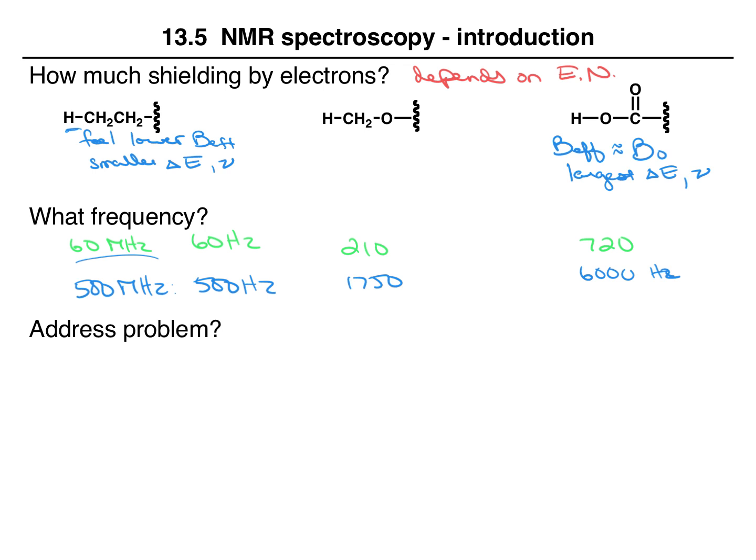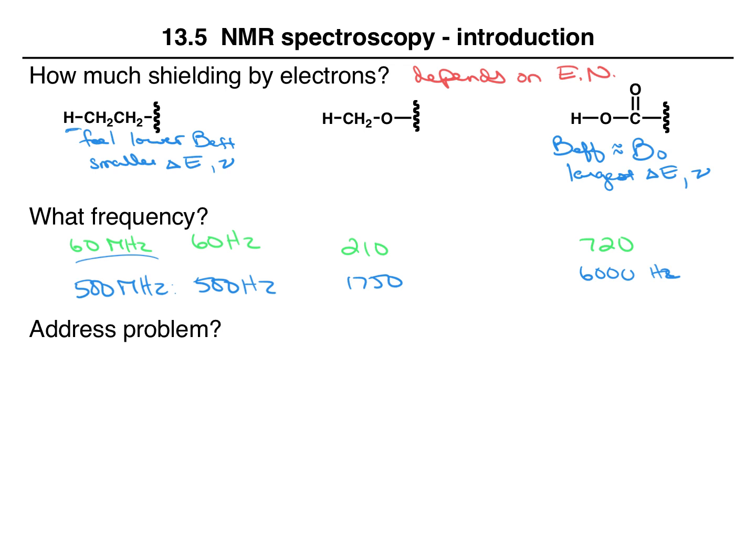So the good news is we can see a difference between the different types of hydrogens. The bad news is there's also a difference depending on the magnetic field strength. So if we're using a different instrument, we're going to have a whole different set of numbers. All right, so that's kind of a problem.